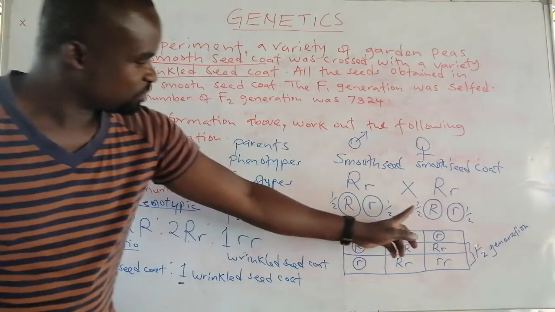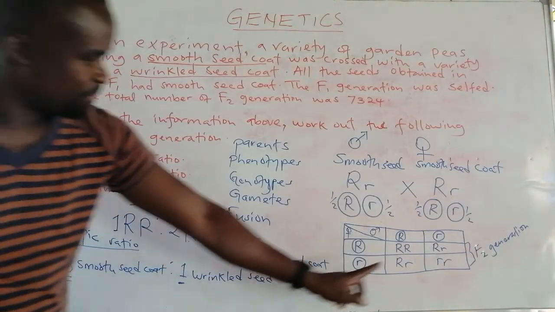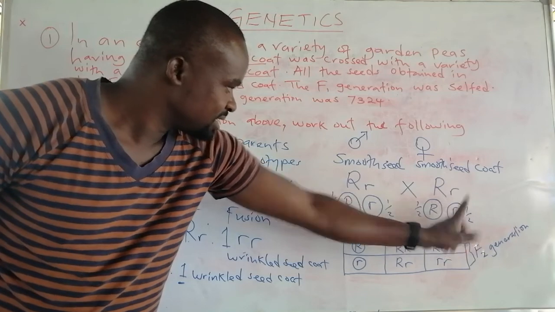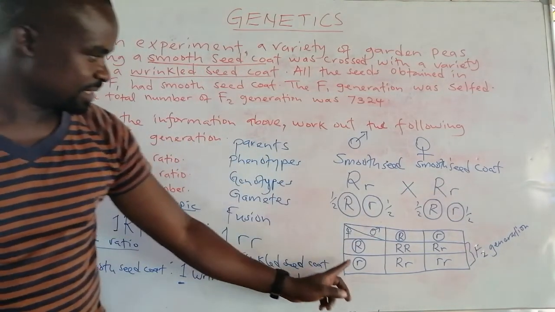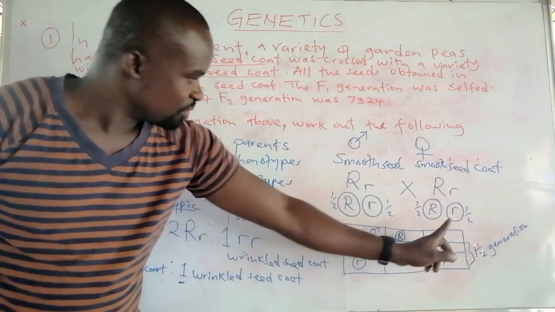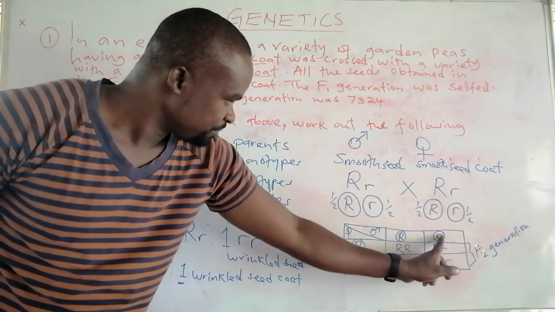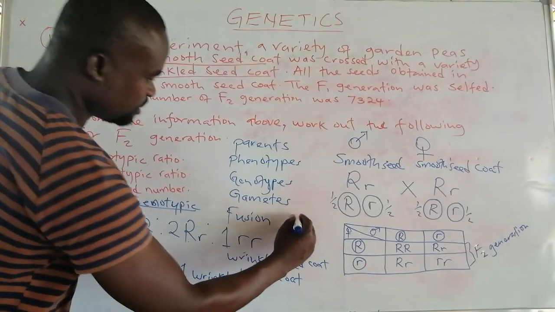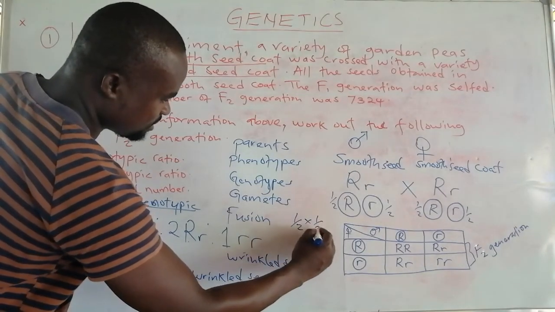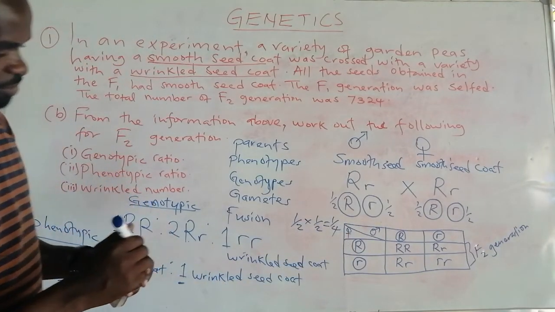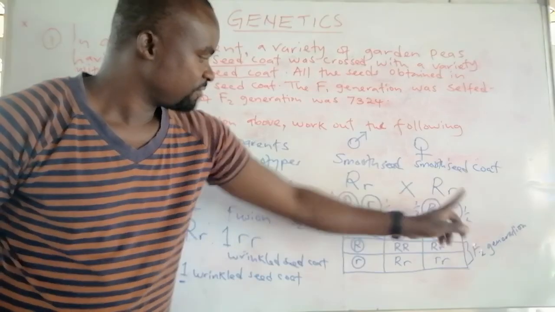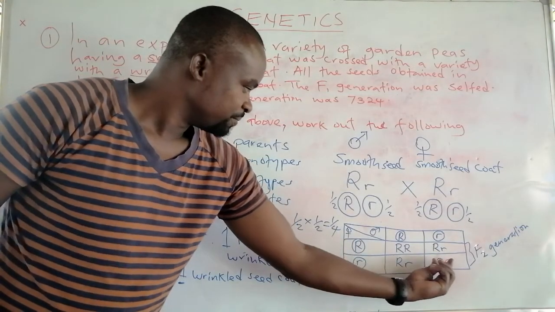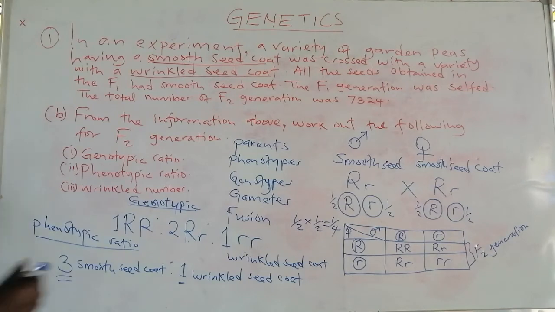Therefore, when we want to obtain the number of wrinkled seeds, we come here. We look at the probability of this gene R being transmitted from the parent to offspring. So we are going to have this half times this half, which will give us a quarter. How do we obtain that a quarter? I've said a half and a half. When you multiply them, you are getting a quarter.